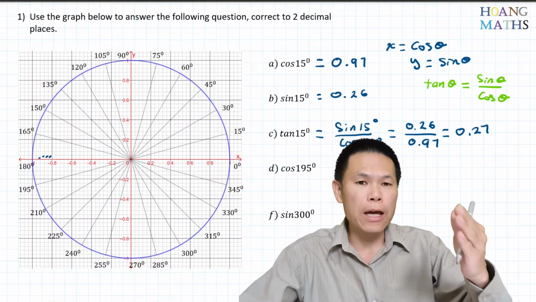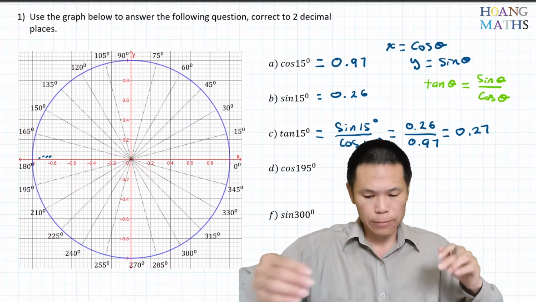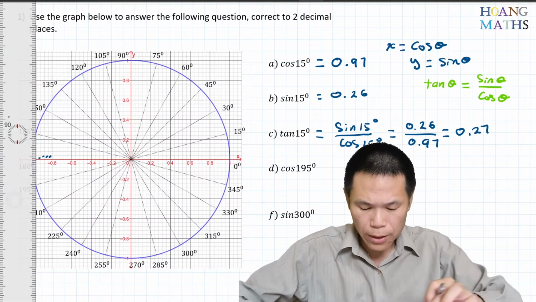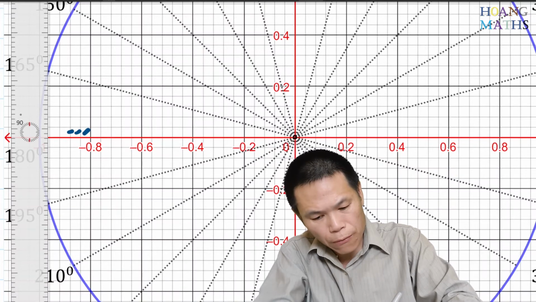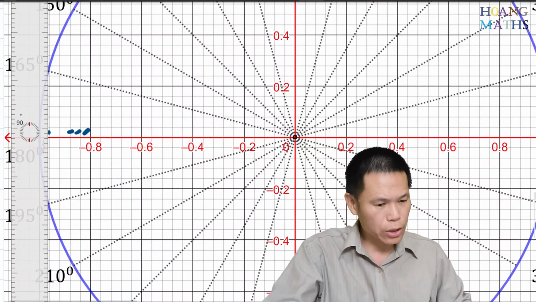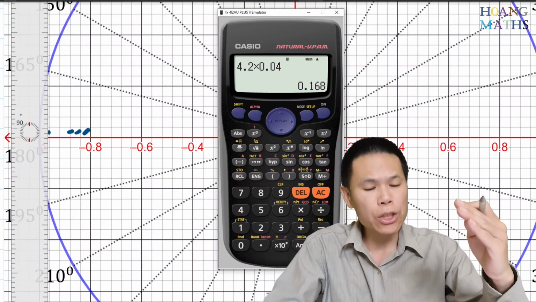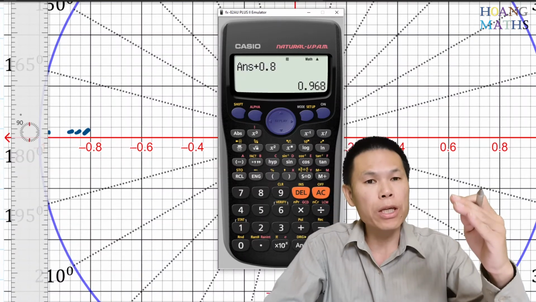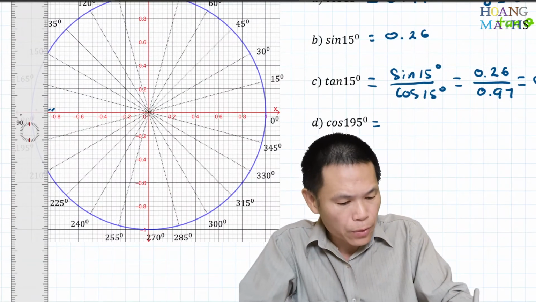Now cos of 195. So cos of 195 means we look for the x value at 195 degrees. So let me make it a bit larger. So this is roughly 4 gaps and a little bit, so roughly 4.2 gaps. So 4.2 times 0.04 gives me 0.68. And we add 0.8 on top, so that will give me negative 0.97.